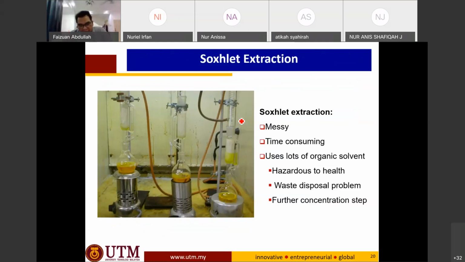How the Soxhlet extractor looks like. Sorry. Do you have a class at 10? No. All right. I need to repeat it. I need to continue it for a while. Okay.